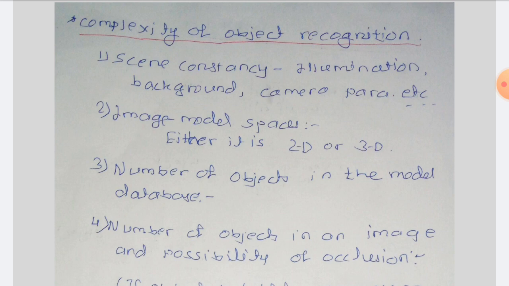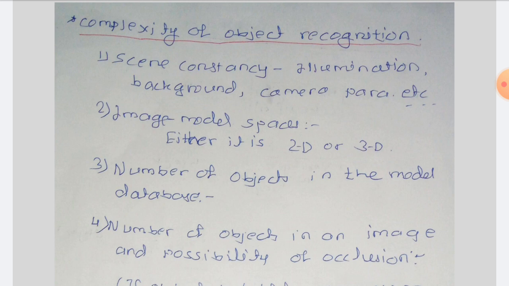Now there are two types of images: one is static and the other is dynamic. If it is a still image, with a single frame, we call it a static image. If we are using a video, then it is called dynamic. If we are using a video or a dynamic database, we need to consider a three-dimensional object. If it is static, then we can consider two-dimensional. So this kind of complexity comes into the picture with image model spaces.